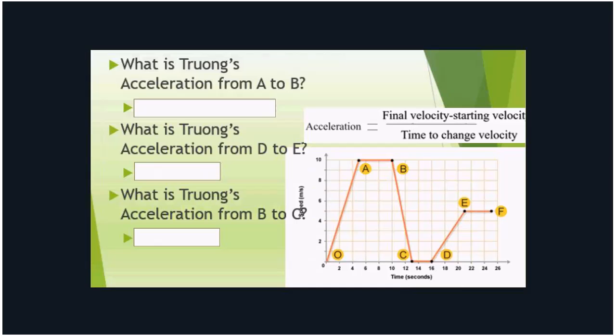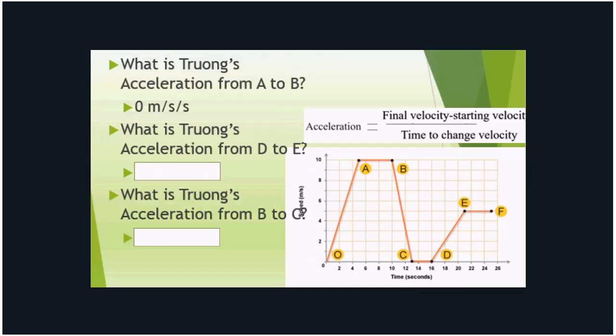The time at B is also 10 seconds. The time at A is between 4 and 6, so that is 5 seconds. 10 minus 5 is 5 seconds. So I would take 0, because that was 10 minus 10, divided by 5 seconds, and 0 divided by any number should give you 0 meters per second, which means that his velocity is constant and there is no acceleration.